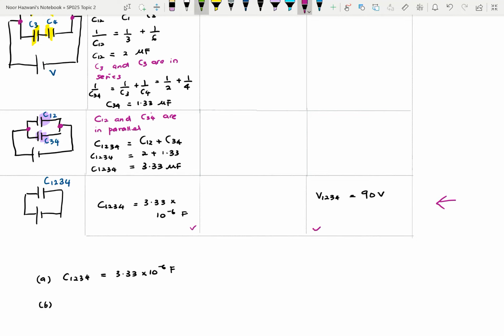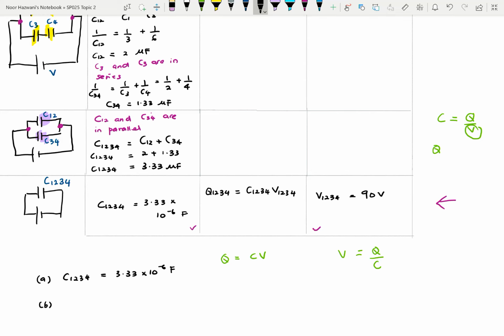So, we are going to refer back to equation C equals to Q over V. So, nak dapat Q, you akan buat Q adalah sama dengan C darab dengan V. Kalau you nak dapat V, V equals to Q divided by C. Okay, just rearrange that equation. We just stick to that equation. Only one equation. Okay, so kita akan kira Q total. Q1, 2, 3, 4 equals to C1, 2, 3, 4 darabkan dengan V1, 2, 3, 4.